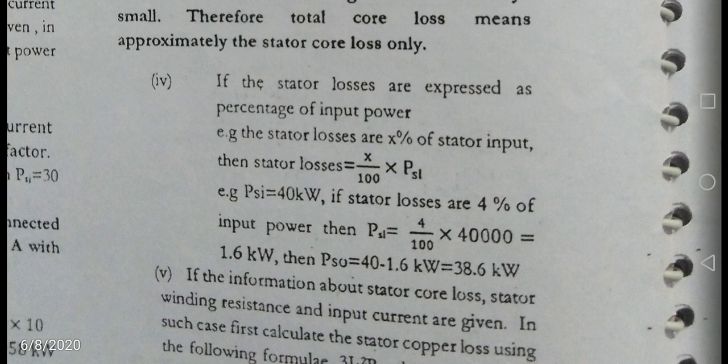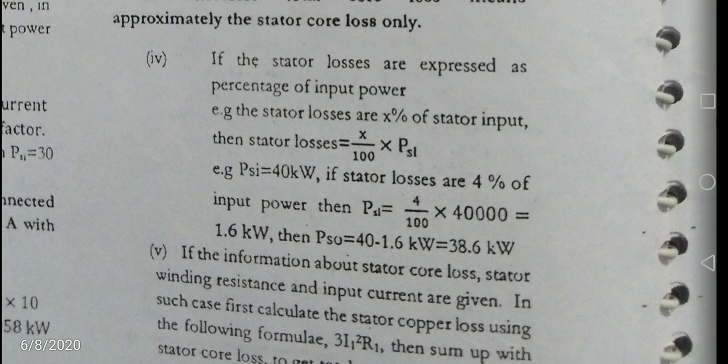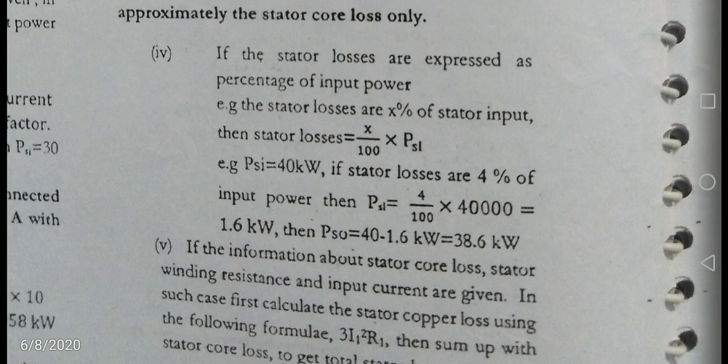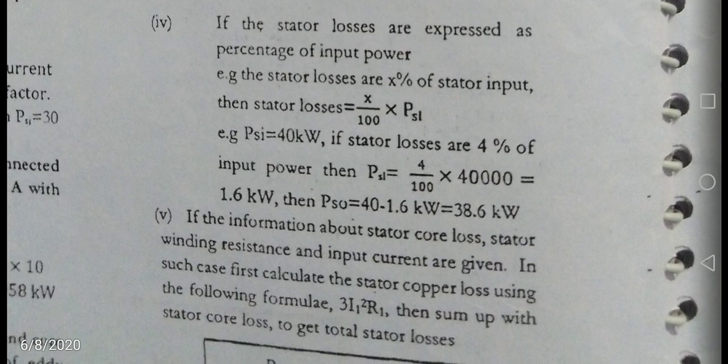If the stator losses are expressed as a percentage of the input power, then the stator losses are x percent of stator input. Then the stator loss equals x by 100 into PSI, with PSI equal to 40 kilowatt. If the stator losses are 4% of the input power, then PSL equals 4 by 100 into 40,000, that equals 1.6 kilowatt. Stator output power equals 40 minus 1.6 kilowatt, that equals 38.4 kilowatt.